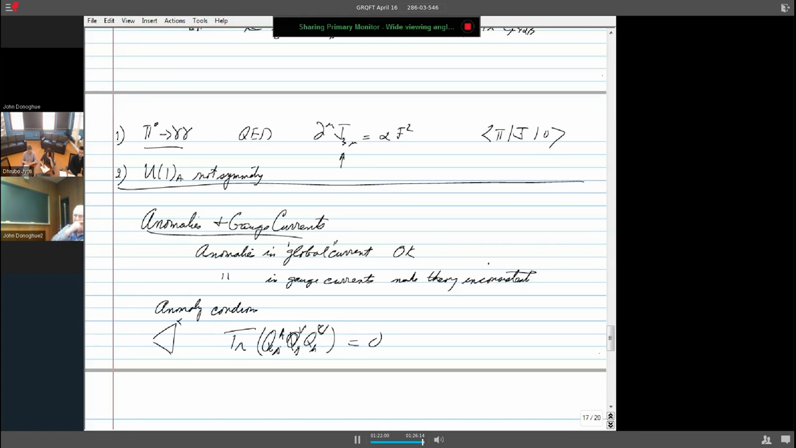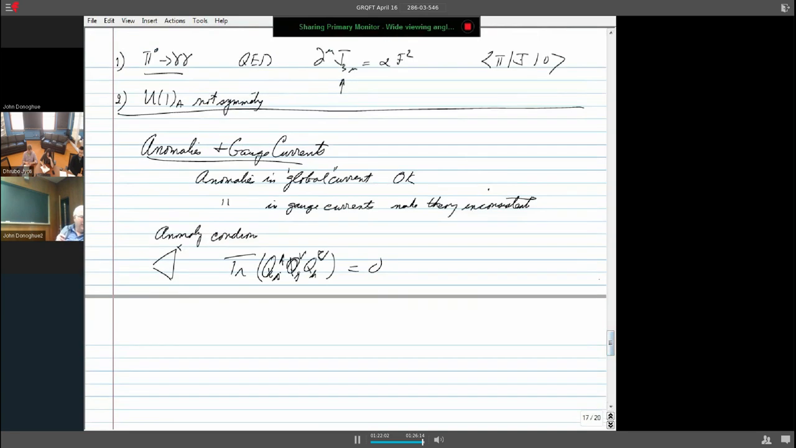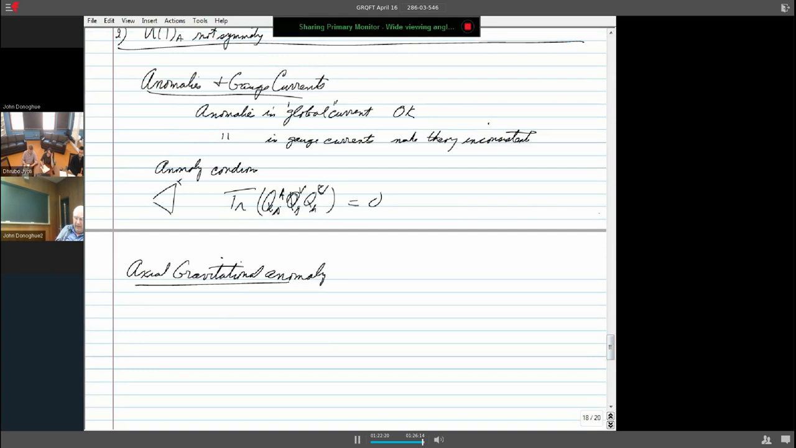Those were the two examples. So the U(1) axial is not a symmetry. Those are the two phenomenologies that one deals with. And then the other thing that was just referred to: the constraints on anomalies and gauge currents.